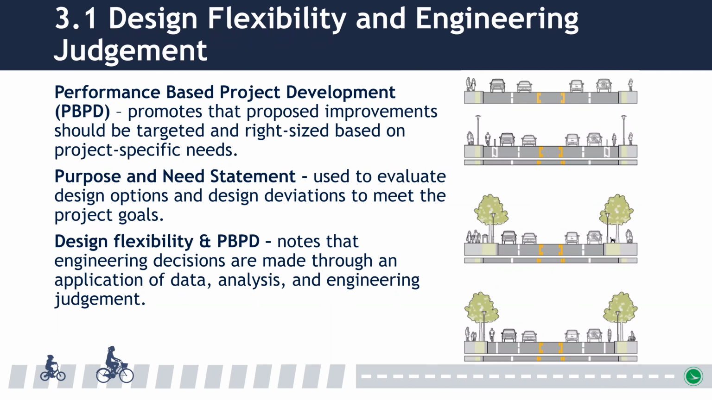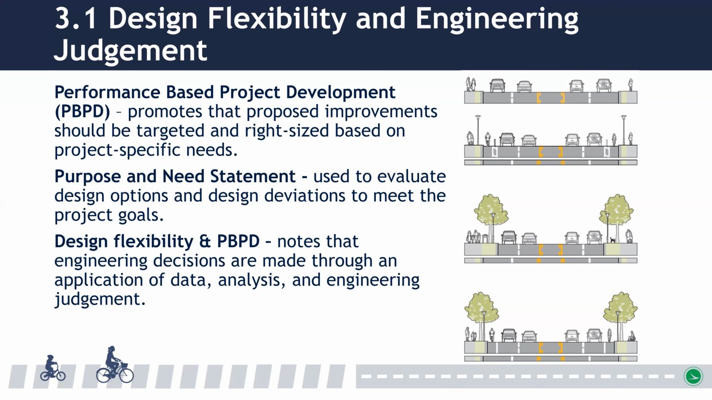The preface in the L&D Manual Volume 1 states that designers must understand the context and the constraints of their project when selecting design criteria. L&D Manual Volume 1 describes the performance-based project development strategy that, like the AASHTO Green Book, highlights the need to establish a purpose and need for a project, and then evaluate options and design deviations that meet the project purpose and need.